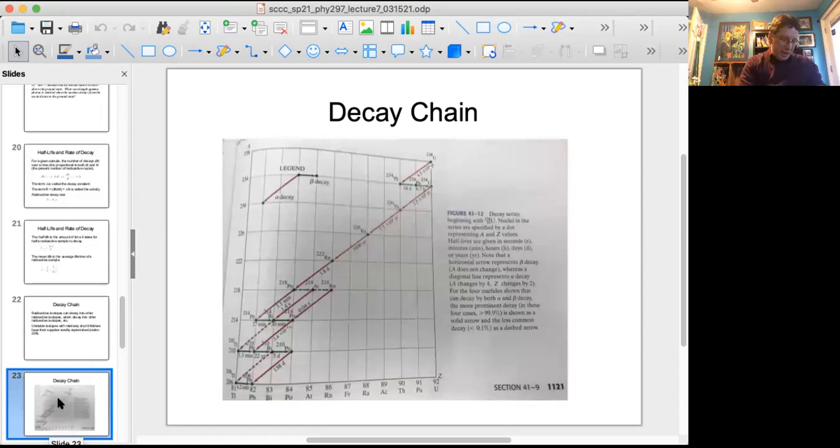There's an example on page 1121 in the book of a decay chain, and there are often multiple combinations in the decay chain. You're starting here with uranium-238. The red line corresponds to alpha decay. The green lines correspond to beta decay. In a beta decay, the mass number is constant, but the atomic number increases by 1. So you have uranium decaying to thorium-234 here.